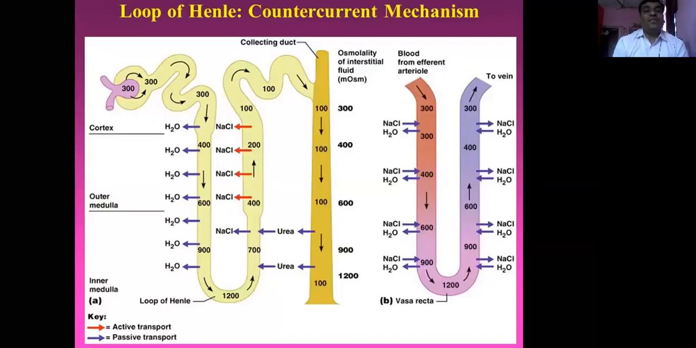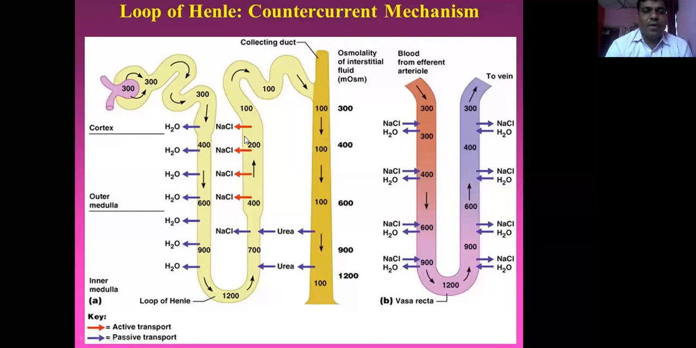Means in this case, in the loop of Henle, how the countercurrent mechanism takes place, especially the active transport as well as the passive transport. The active transport takes place with the red arrow, while the passive transport takes place with the blue arrow. This is especially about the passive transport of the water.